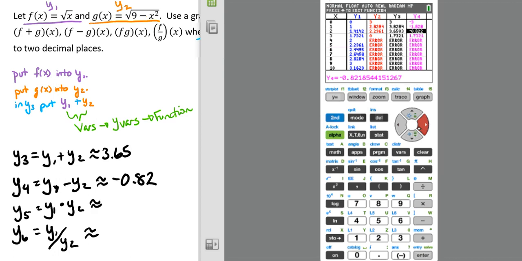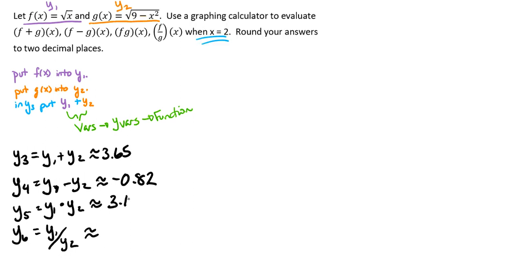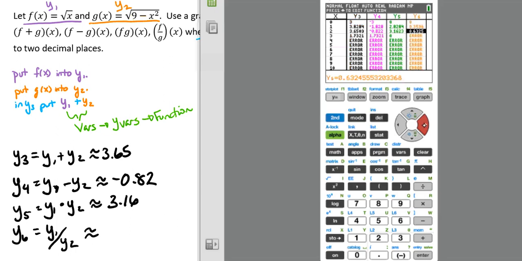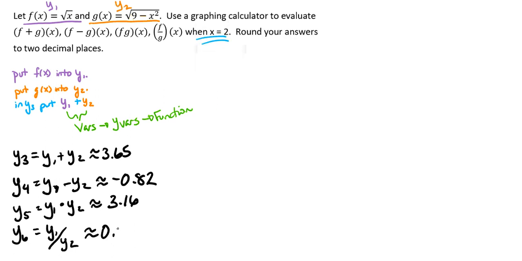Then we'll arrow over to y5 for our multiplication, which is 3.16. And then we will arrow over one more time for our division, which is 0.63. And so it's just that easy to be able to use your graphing calculator to evaluate.